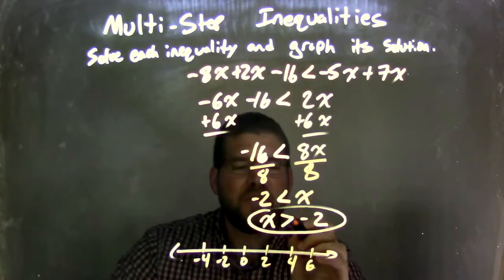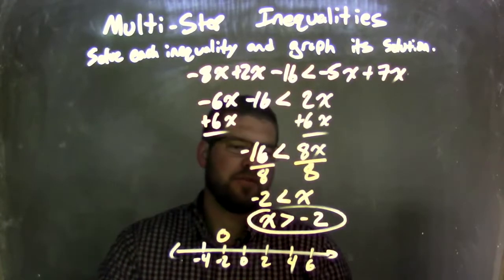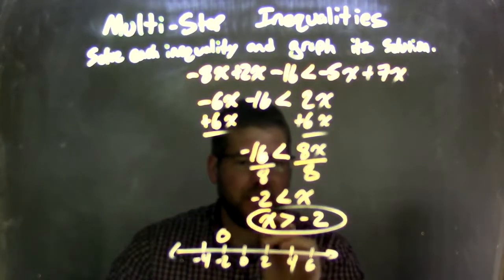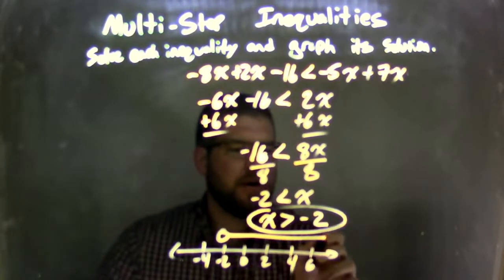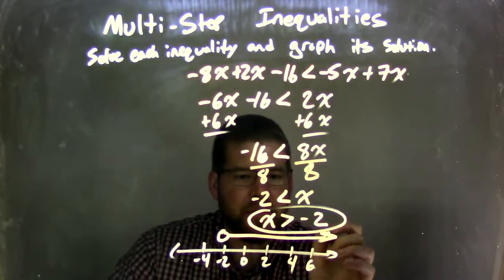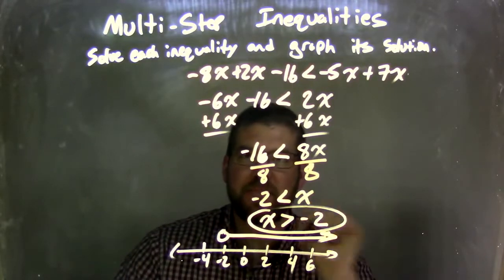So we said x is greater than negative 2. So I have an open circle at negative 2 because it's not equal to negative 2. It's just greater than. And I put my arrow to the right because x can be greater than negative 2. So this graph now matches my final answer, which is x is greater than negative 2.